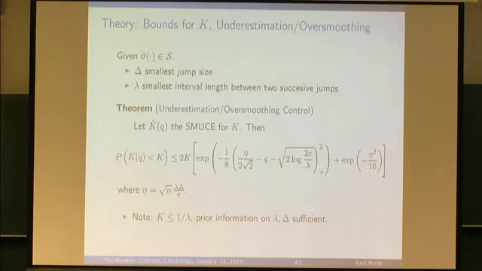Before I do that, we have to talk about the other error, the underestimation error. So what you would like to do now is bound the probability that you underestimate the true number of jumps. If you think a little bit, then you immediately realize, of course, that this is not possible per se, without any prior information.